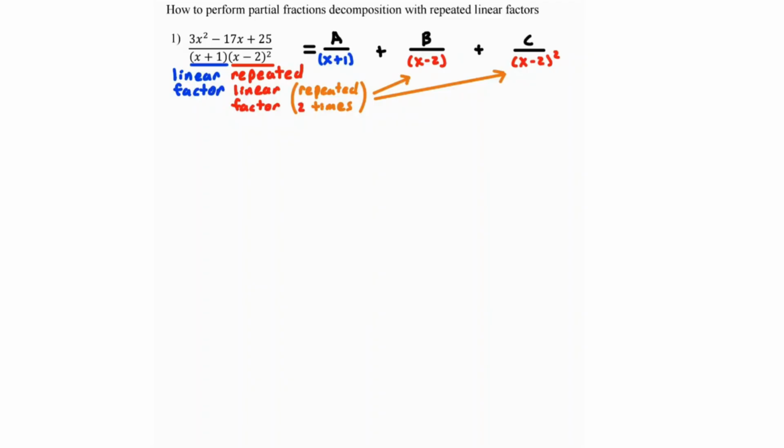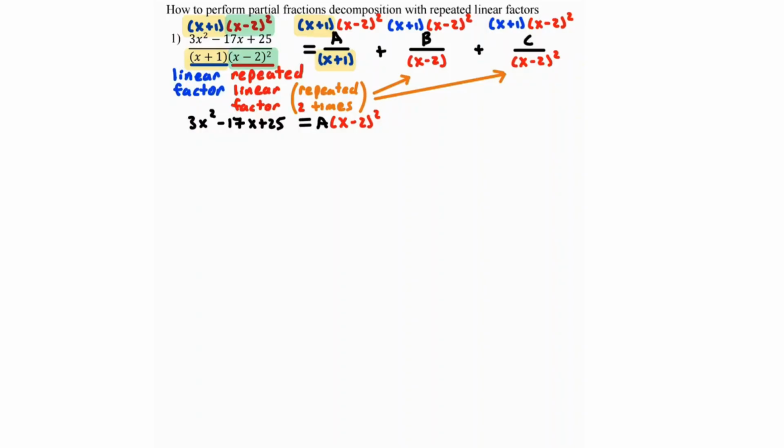Now let's multiply both sides by the original denominator, x plus 1 times x minus 2 squared. For the left side of the equal sign, we notice the x plus 1 will cancel, as well as the x minus 2 squared, leaving 3x squared minus 17x plus 25. On the right side of the equal sign, the one with the a term, we notice the x plus 1 will cancel, leaving a times x minus 2 quantity squared.